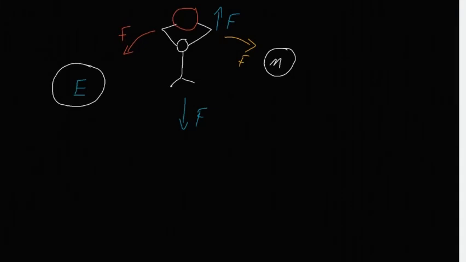Now the net force is 0, which means that the applied force has to be 1500 newtons. These two forces cancel out, so the net force is 0, and therefore the acceleration is 0. And if the acceleration is 0, the velocity is constant.